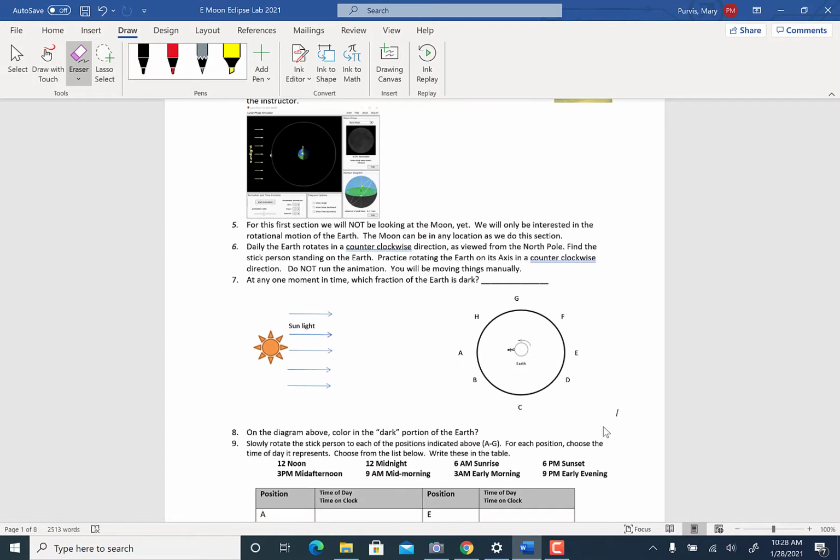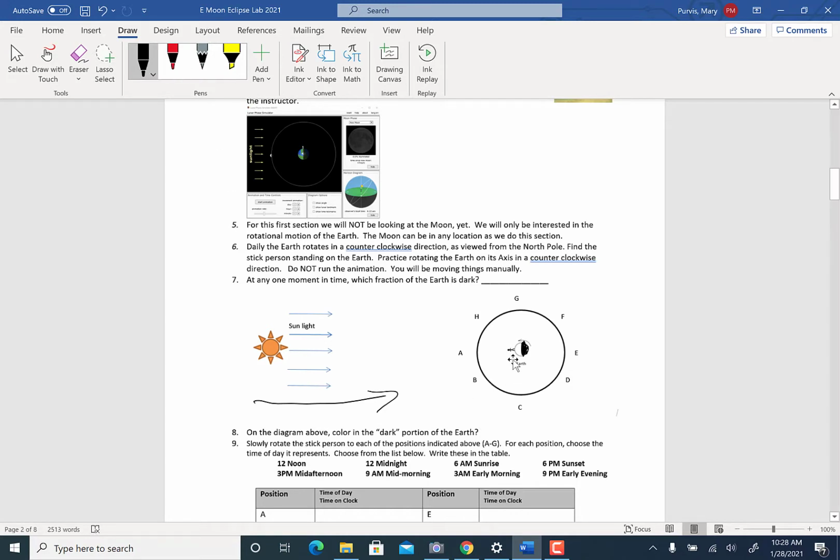And I'm going to ask you to color in the dark portion of the Earth. Now remember, if the sunlight's coming from this direction, remember that this half of the Earth is always going to be in the dark. That's the dark side of the Earth. It's going to be night over there.